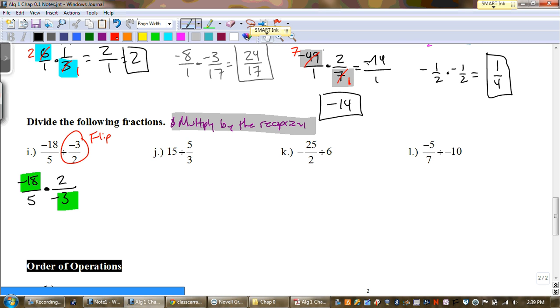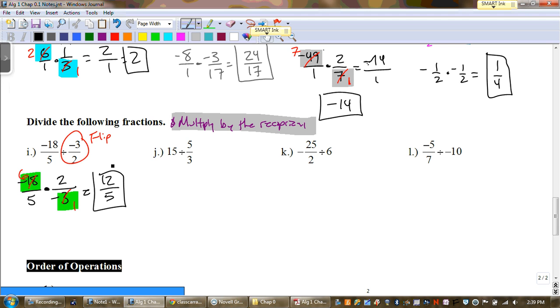And now let's check. Can we reduce? Yeah. Goes into once and 6, and we can't do the 5 and the 2. Multiply straight across, we get, oh my gosh, my pen is going crazy. And it still is. So we get negative 12 over negative 5. We've got 2 negatives, so those cancel out, and we're left with 12 over 5.